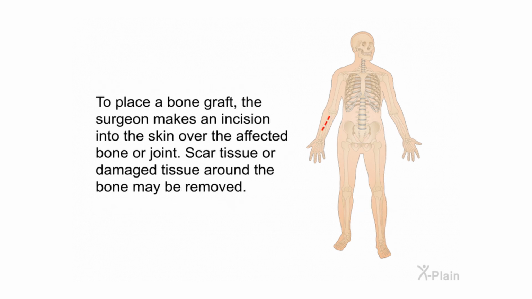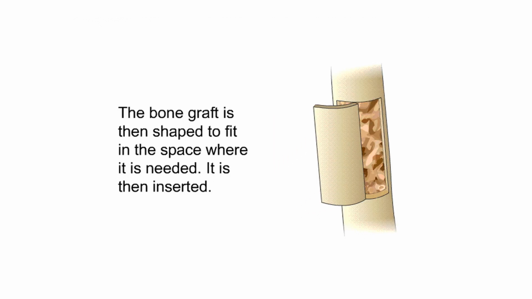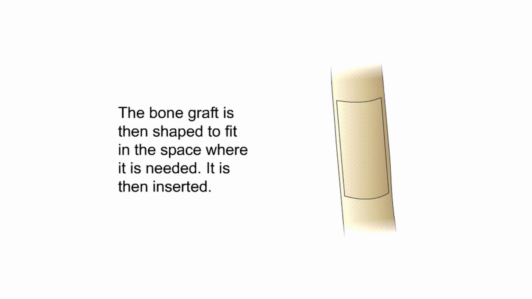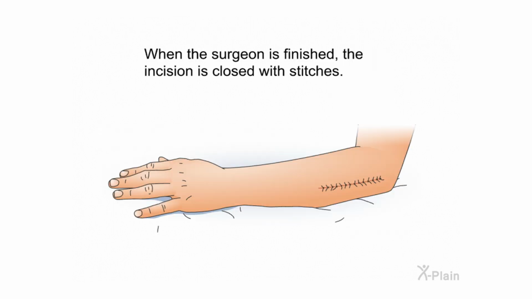To place a bone graft, the surgeon makes an incision into the skin over the affected bone or joint. Scar tissue or damaged tissue around the bone may be removed. The bone graft is then shaped to fit in the space where it is needed. It is then inserted. To make sure it stays in place, the graft may be secured with pins, plates, or screws. When the surgeon is finished, the incision is closed with stitches.